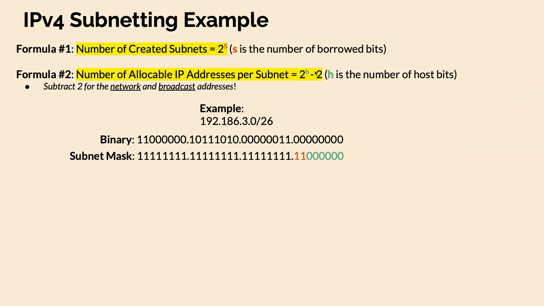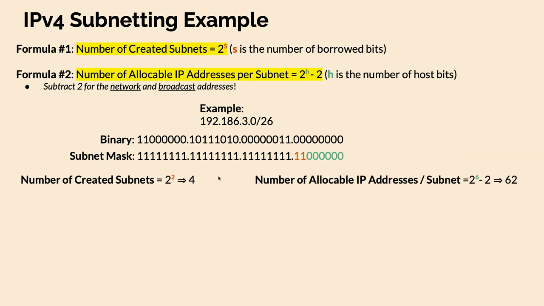So now we know what S is, and we know what H is. If this is S and this is H, we can calculate numbers. Number of created subnets, 4 subnets. Number of allocable IP addresses per subnet is 2 to the 6 minus 2, which is 62.